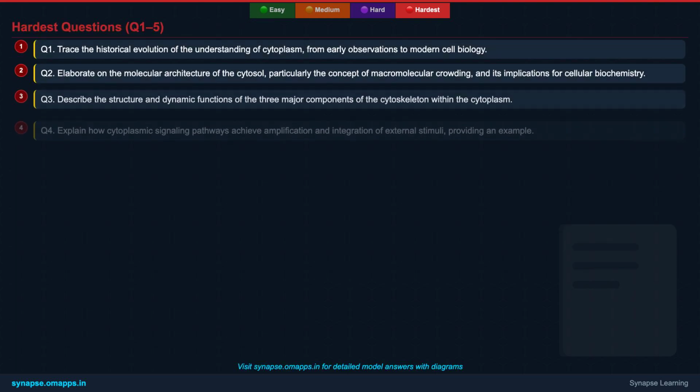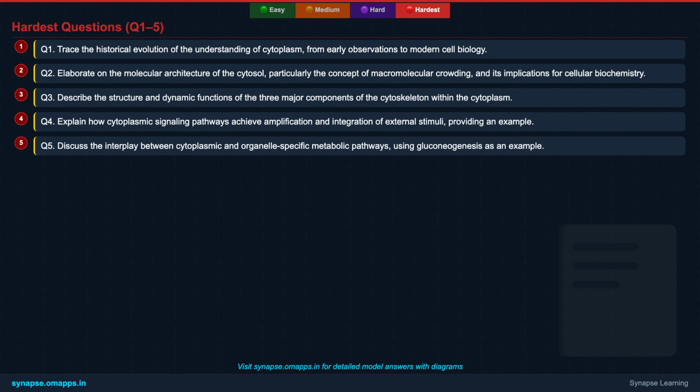You've delved into the deepest aspects of cytoplasm. Let's challenge your expertise with the first 5 hardest level questions. Question 1. Trace the historical evolution of the understanding of cytoplasm, from early observations to modern cell biology. Question 2. Elaborate on the molecular architecture of the cytosol, particularly the concept of macromolecular crowding and its implications for cellular biochemistry.